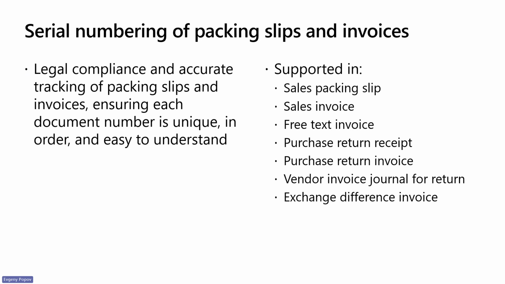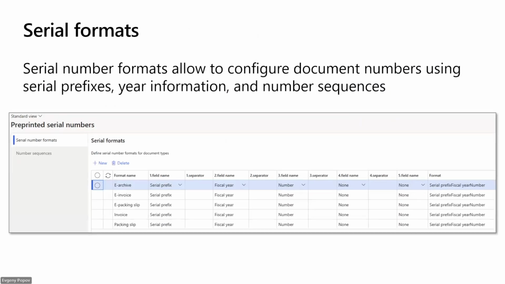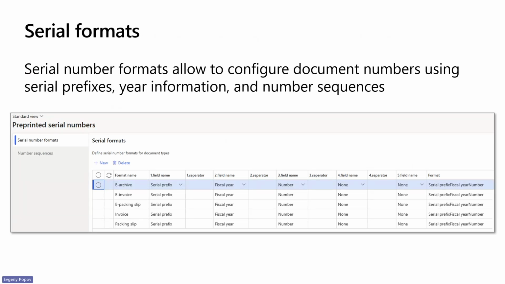By using specific number sequences, businesses can maintain organized records for sales packing slips, purchase return receipts, sales invoices, vendor return invoices, free text invoices, as well as exchange difference invoices. So all the documents that are listed here on the slide support the serial numbering of documents. So let's consider required elements of the configuration of serial numbering.